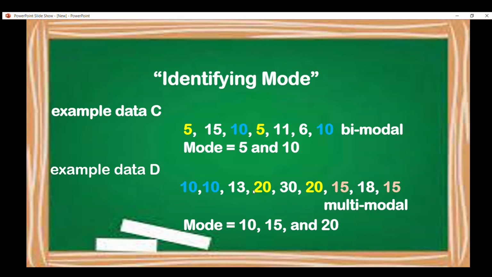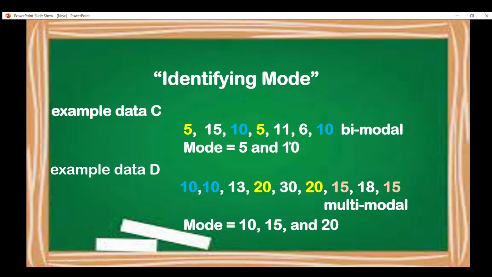In the case that one of the numbers here among 10, 20, and 15 has higher frequency, for example, 20 occurs 3 times, 20 as the number occurs 3 times, okay? And that will be our mode. It's a unimodal. But in this case, they have equal frequency, so we consider them as the modes. So 10, 15, and 20, therefore it's a multimodal. I hope you get it.